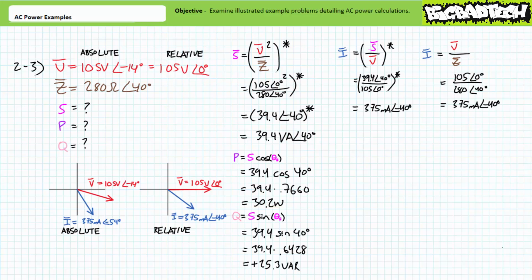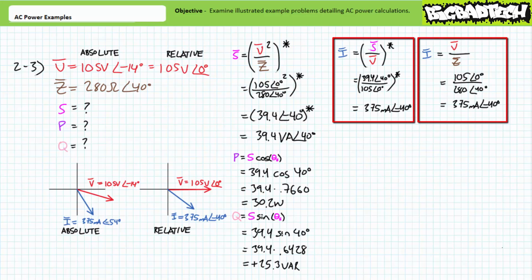As expected, real power is less than apparent power and reactive power is positive given the somewhat inductive nature of the impedance. Given this inductive nature, we might expect current to lag voltage by a relative 40 degrees. A simple manipulation of the power equation, or just as easily Ohm's law, supports this hypothesis. Solving for current and substituting in our given values, we find current to be 375 milliamperes at an angle of negative 40 degrees using either method.